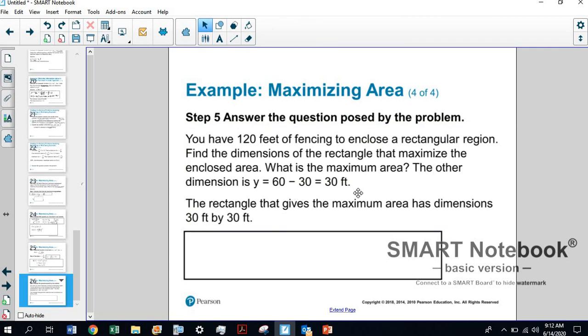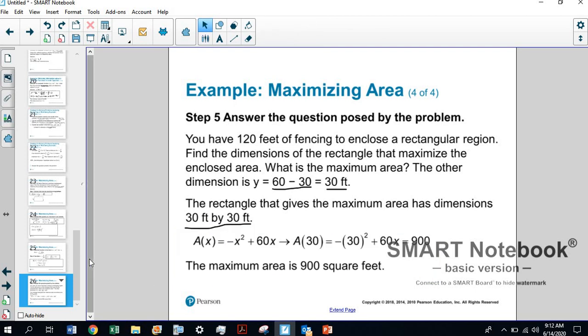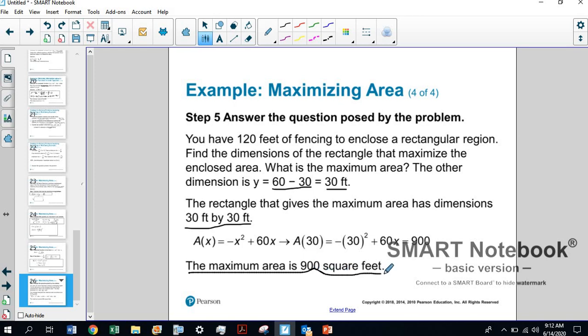To answer your question, you've got to figure out the other dimension, right? You were told that y is equal to 60 minus x, so plug that in and you get 30 feet. And so the rectangle that gives you the maximum area is 30 by 30. And we just calculated the maximum area, and that was 900. So the maximum area is 900 square feet. So you had two questions posed, and both of these answer the questions you were asked. The dimensions are 30 by 30, and the maximum area is 900.